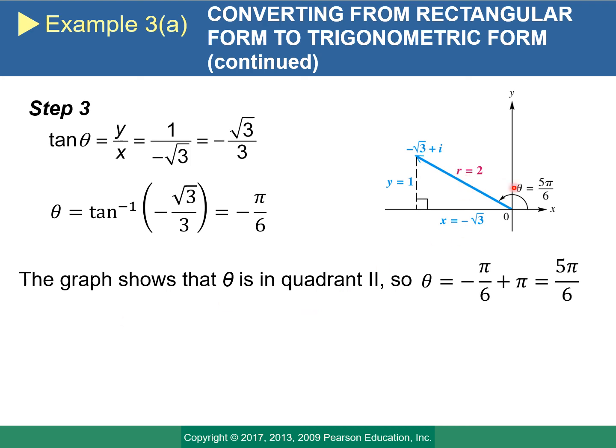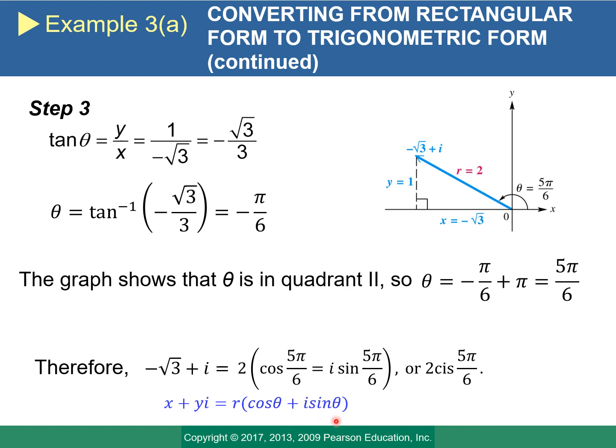We have r, we have theta, and so we just change our rectangular form of our number to trig form or polar form. So therefore, negative root 3 plus i is the same thing as, remembering that this is r cosine theta plus i sine theta, we get 2 times cosine 5 pi over 6. This should be a plus sign. Sorry about that. Plus i sine 5 pi over 6. Let me just fix this real quick. This is a plus sign. All right, and then you can use a condensed notation, 2 cis 5 pi over 6. So these are the same numbers, they just look different, they're just in 2 different forms.